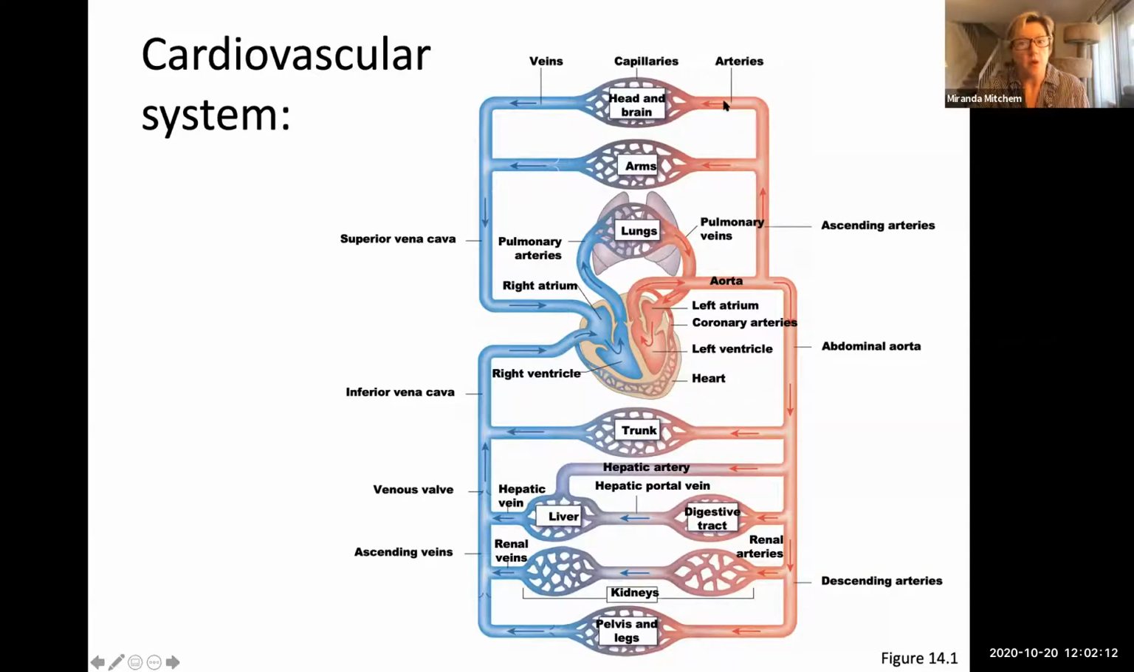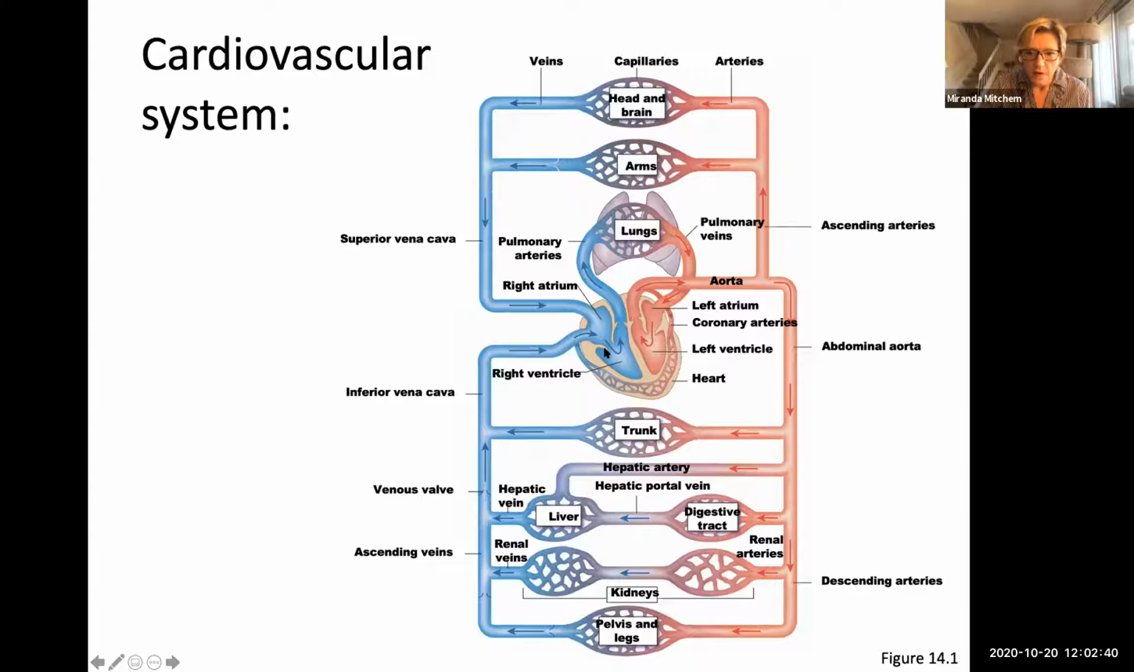The arteries get smaller and smaller and eventually become the capillary beds, which are the sites of exchange. So this is where oxygen and carbon dioxide are exchanged at the level of the cell. It happens in the very thin-walled capillaries. And then that deoxygenated blood is returned through the veins back into the right side of the heart.